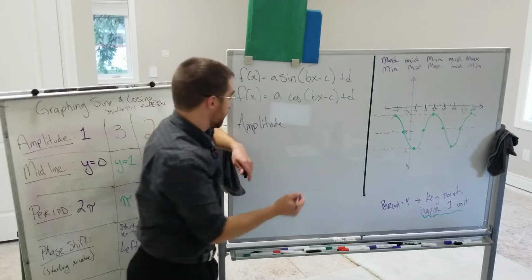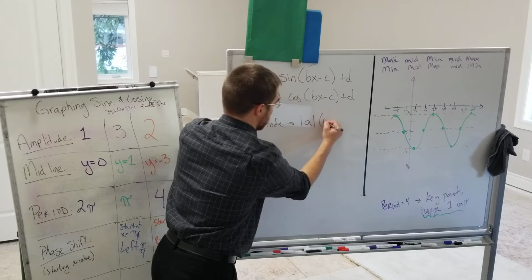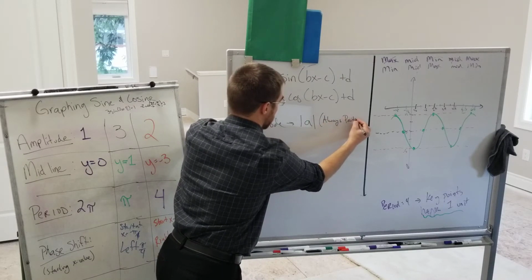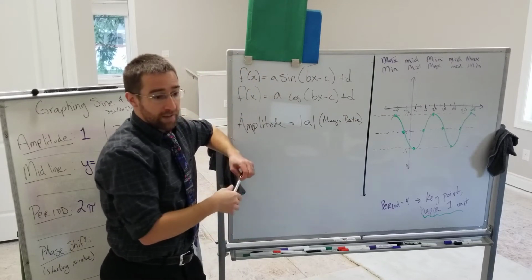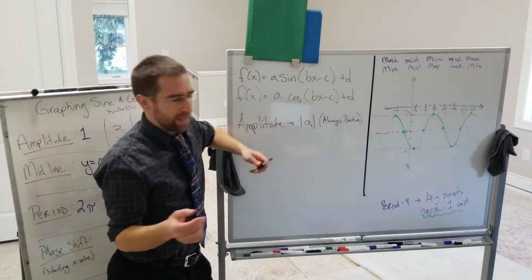It's our A value, and it's the absolute value of the A value. It's always positive. If it's a negative number, then it would still have a positive amplitude. It would just be a reflection.